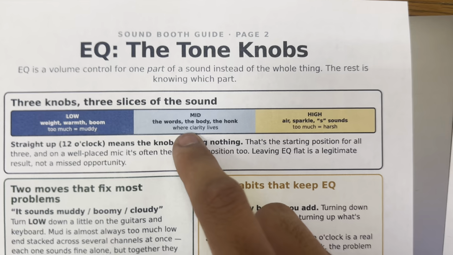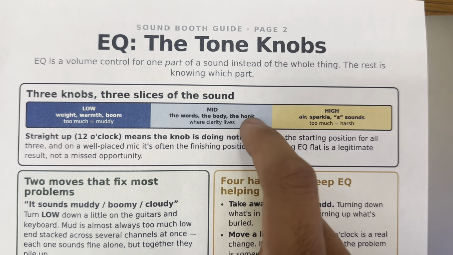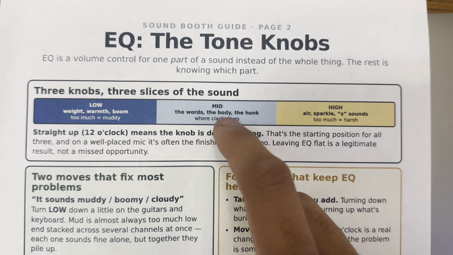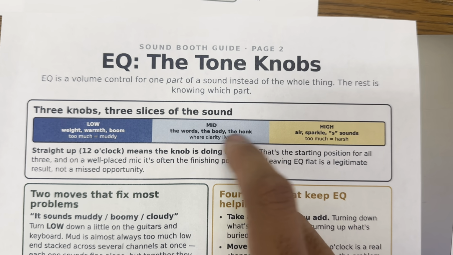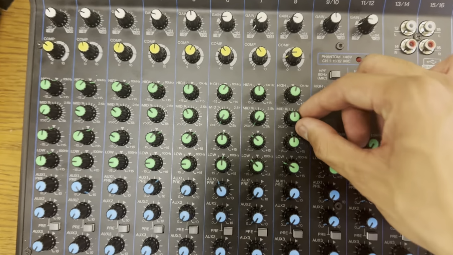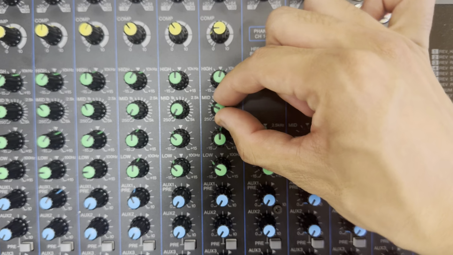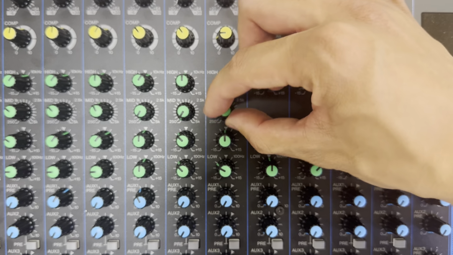Mid frequencies, this is the words, the body, and the honk. Pay attention to the body and the honk, and this is where clarity lives, because these two can be good and bad things, body and honk. Your mid frequency selector, you'll see here, this is body, and this is honk.